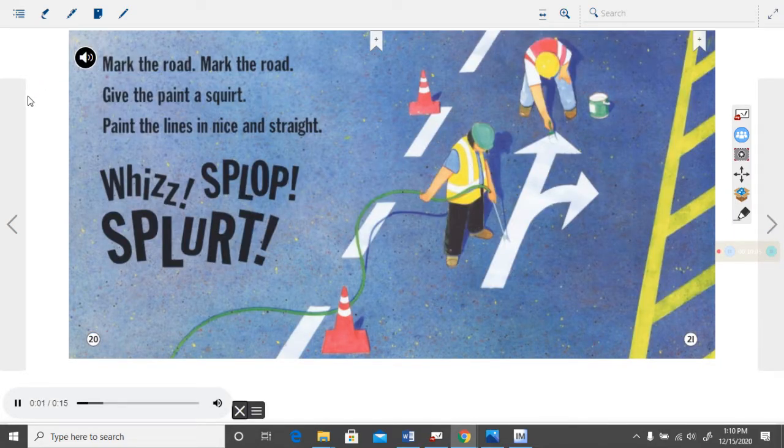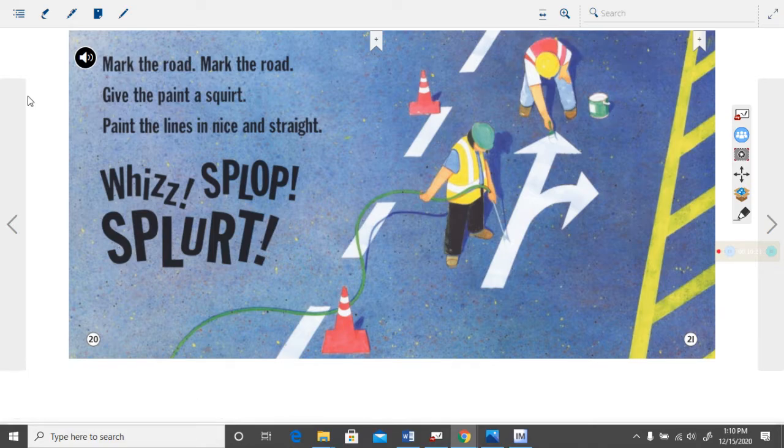Mark the road. Mark the road. Give the paint a squirt. Paint the lines in nice and straight. Whiz, splop, splurt.